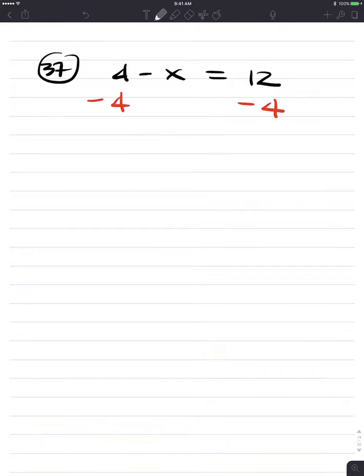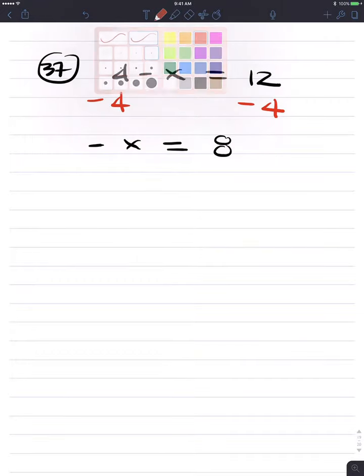Number 37 is 4 minus x equals 12. Now, I have 4 with my x, and the operation between them is negative, or subtraction. But the sign in front of my 4 is positive, meaning there is no sign. By default, it's positive. So to get x by itself, I'm going to need to subtract 4 from both sides. You end up with negative x is 12 minus 4, which is 8.